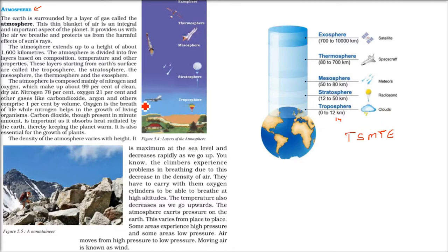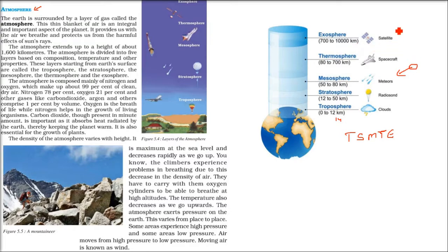This is where clouds form. Then just above this we have the stratosphere, where airplanes and balloons go, from 12 to 50 kilometers. Then from 50 to 80 we have meteors. There are different stones outside our earth, in the universe also. They come in and are called shooting stars. The mesosphere burns them. Then the spacecraft go and stay at 80 to 700 kilometers.